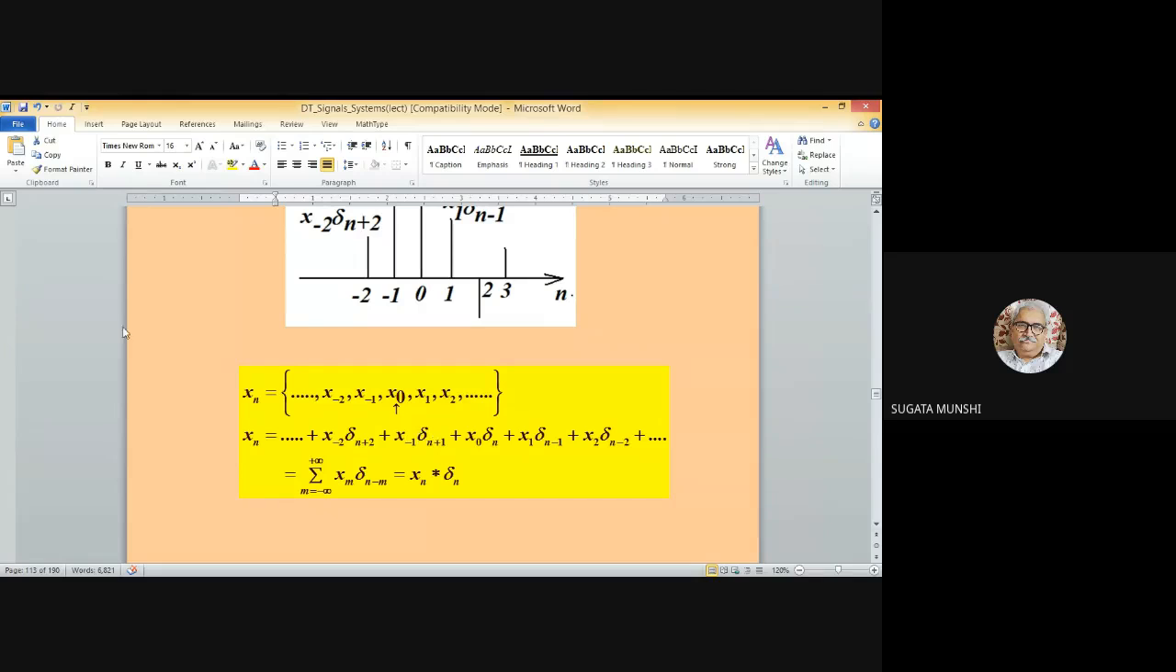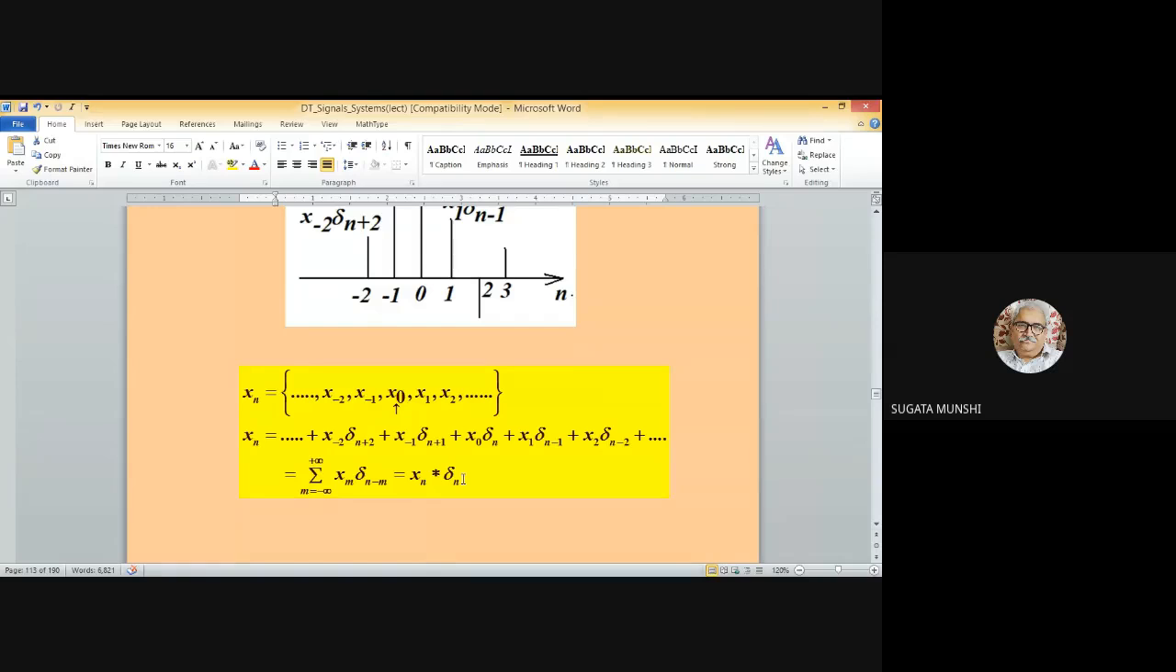That means x n can be represented by this summation, if you put it in the compact form, summation over m equal to minus infinity to plus infinity x m delta n minus m. I have just put this summation in a compact form. This expression is nothing but the expression for a convolution sum. So it's actually x n convolution delta n. So this is from the basics.